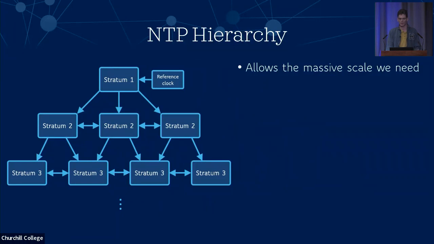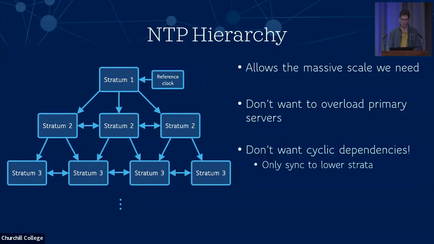One, it allows the massive scale that we need across the internet, where we have probably billions of devices nowadays that all need to be synchronized. And we don't want to overload the primary servers with millions of these requests, so we delegate it to secondary servers and so on down the hierarchy. And it also prevents cyclic dependencies, where servers would be synchronizing to each other in a loop and might get synchronized to each other, but not to the actual real time.